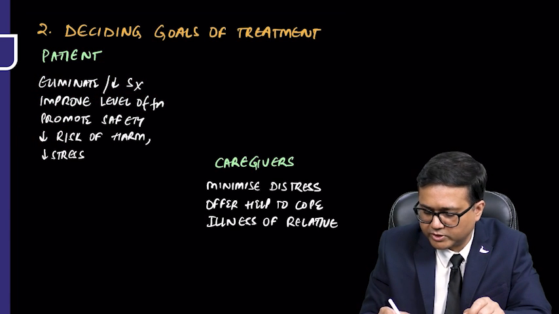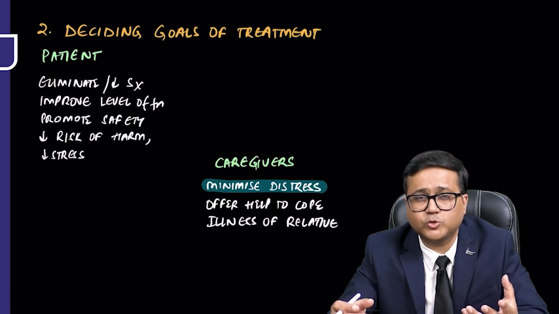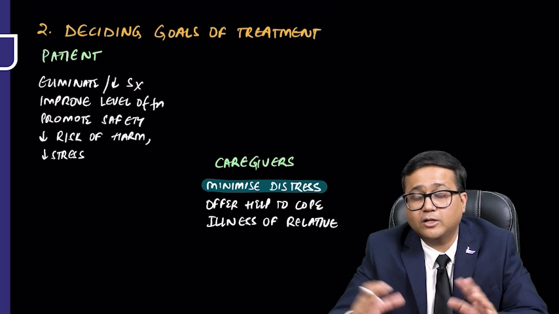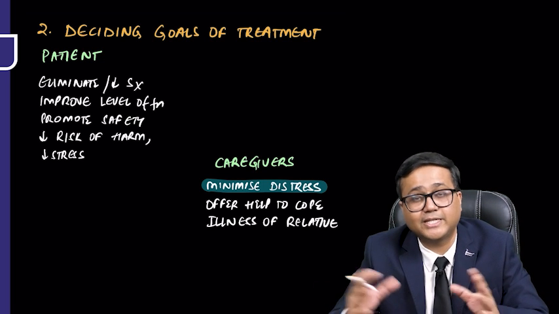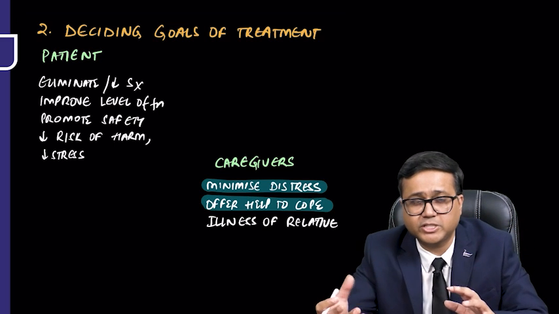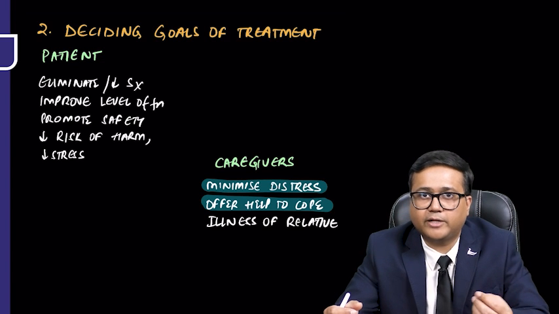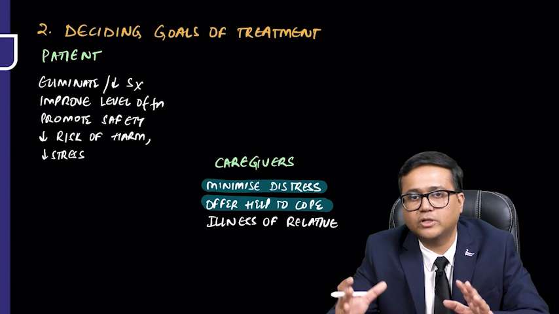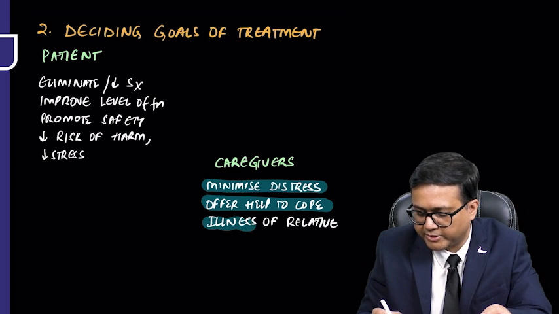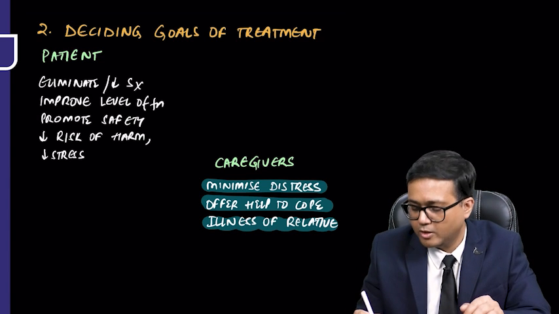Then for caregivers, first is minimizing the distress. Many a times, especially if, let us say, it's the first episode, the first time that such symptoms have occurred, this may create a lot of distress in the family members, in the caregivers. So again, it's important to offer them help to cope with this situation. And sometimes what we have seen is that even the caregivers may be affected and may be having certain psychological issues. So one should try to offer help and help them cope with these symptoms related to the illness of the relative. So it's very important to also address these concerns of the caregivers.